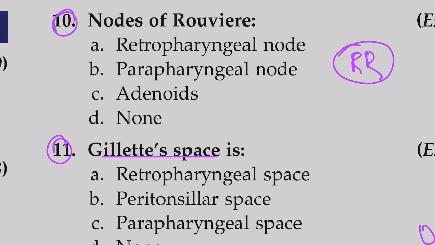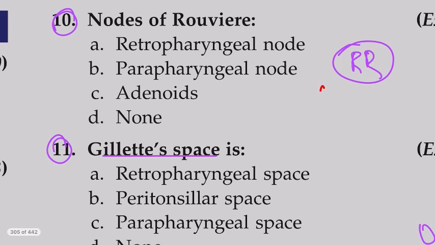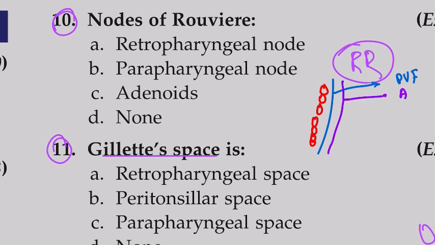Now the retropharyngeal space is the space lying between the buccopharyngeal fascia, the fascia overlying the pharyngeal constrictor muscle, and the alar fascia. Let me make a diagram for you. Let's say this is our vertebra. Just in front of the vertebra we have the prevertebral fascia. Just in front of it we have another fascia, the alar fascia.